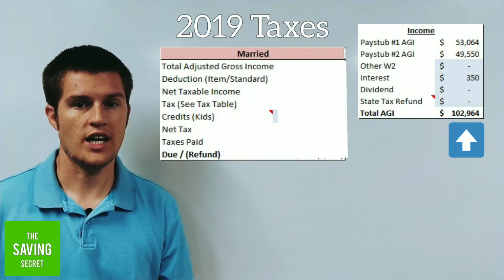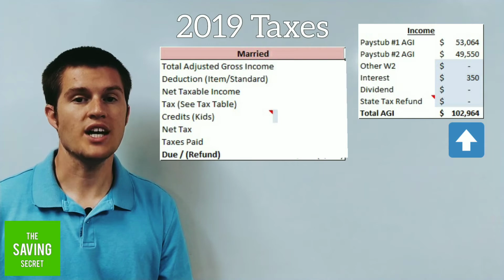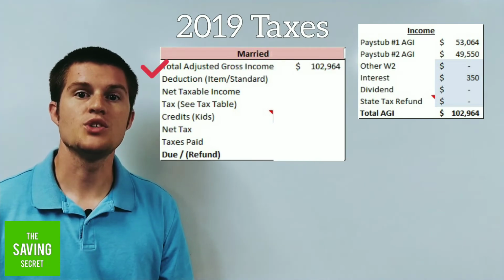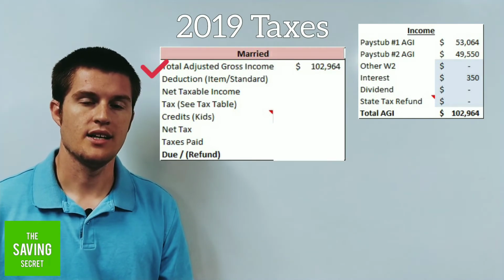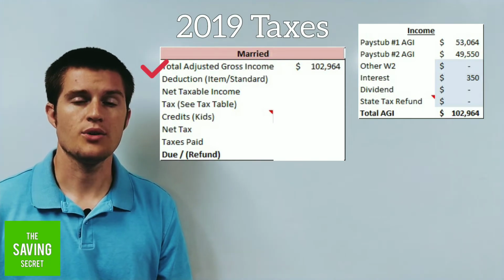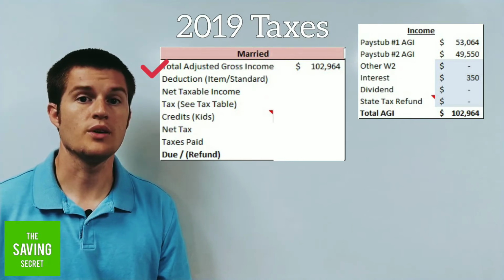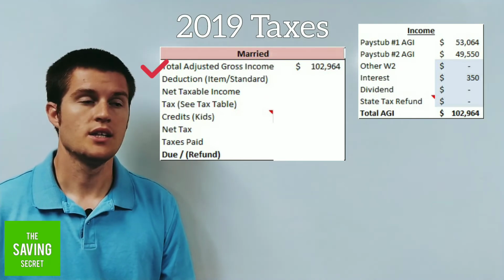Before you start filing your taxes, you want to make sure you have your AGI. But the second piece of information you need to know is what is your filing status? And there are 3 current filing statuses: single, married, or head of household. For the purposes of this video, we'll be showing what it is for married.